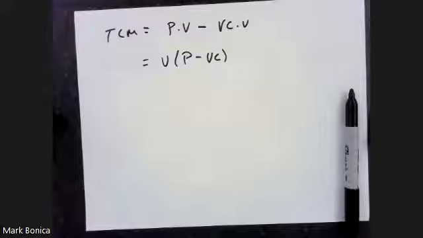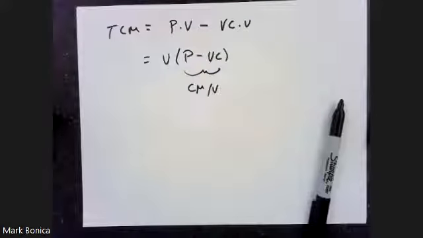All right, it's a little bit of, what is that, like 6th grade algebra. I'm pulling out this common multiplier. So volume times price minus variable cost. And this is the contribution margin per unit. So what we said a minute ago, for this particular clinic, price was 80, variable cost per unit is 25, 80 minus 25 is 55.